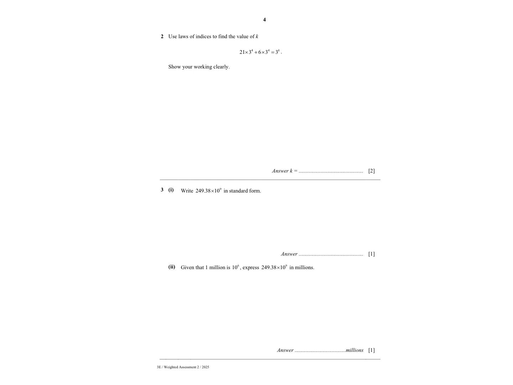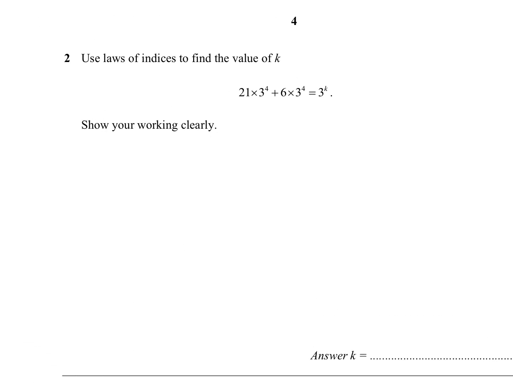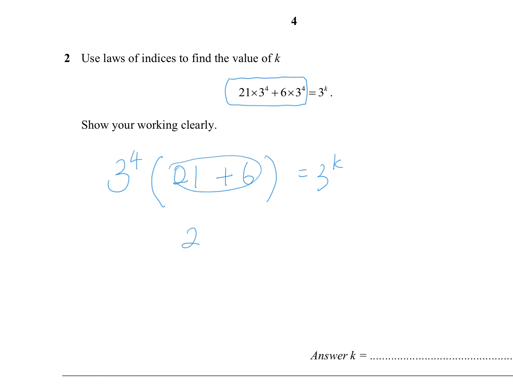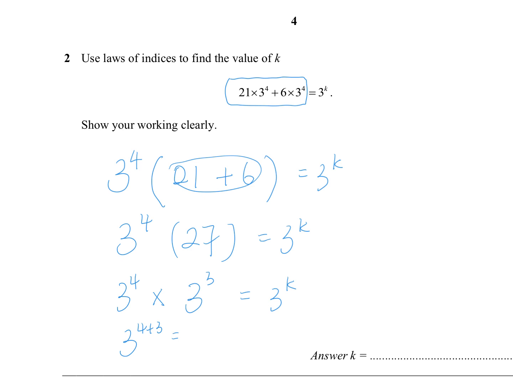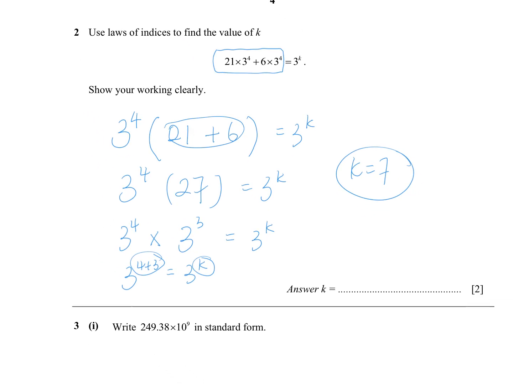Let's go to the next one. Laws of indices. That means you cannot use the calculator to tell me what this is. You have to use the laws. So take out 3 to the power of 4. You are left with 21 plus 6. Then 21 plus 6 is just 27. 27 is 3 to the power of 3. Bracket is the same as multiply, so I can change it this way. And then I realize it's 3 to the power of 7. So K is just 7. So you must use laws of indices to do this. Okay, cannot go and evaluate.